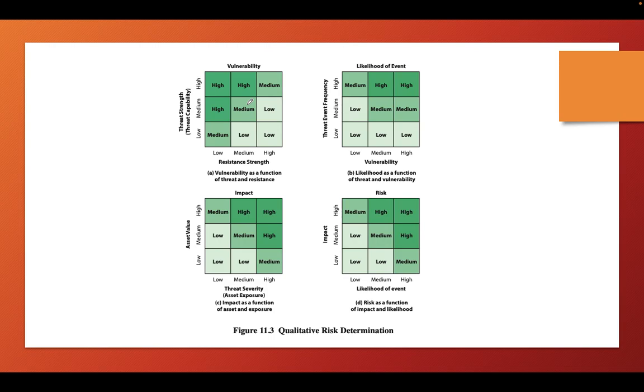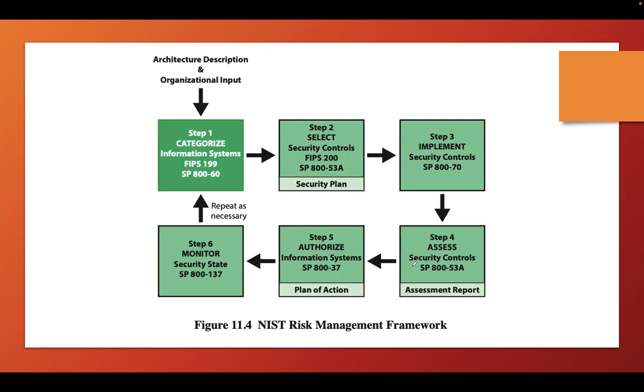Okay, when you have the resistance plotted against vulnerability. Then when you have likelihood of event plotted against vulnerability or threat, this is what you have. Likelihood as a function of threat and vulnerability. Then you have the impact itself as a function of asset and exposure, this is what you have. Then when you have risk as a function of impact and likelihood, this is what you have. So you see high, medium, high. Impact plotted against risk, this is the result that you have. Okay, let's move on quickly.